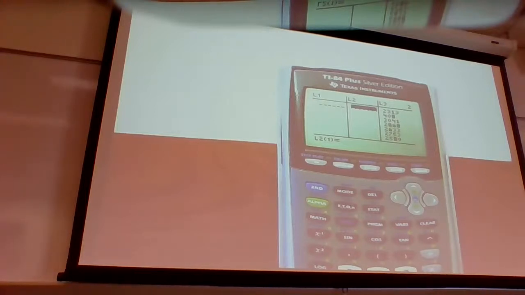Now, in list 1, we're going to put the X's. In list 2, we're going to put the Y's. The X's are going to go in list 1. So we're going to hit 28, enter. 30, enter. 32, enter. 34, enter. 36, enter. If one number's wrong, the whole thing's wrong. You okay? List 2. 45, enter. 52, enter. 55, enter. 51, enter. 47, enter. Any questions?